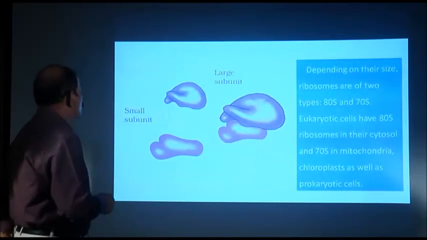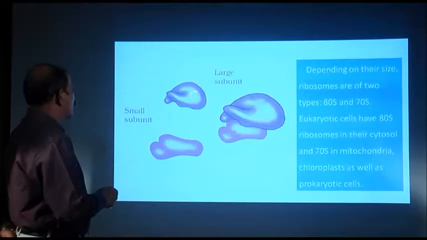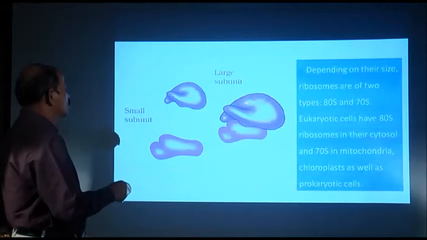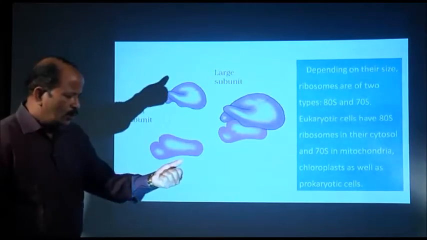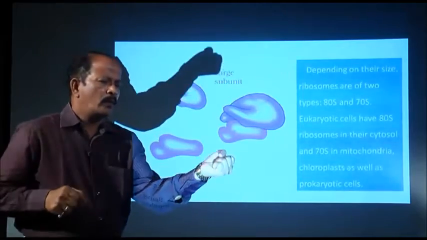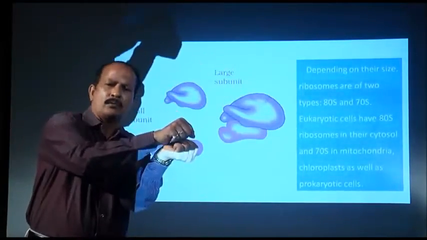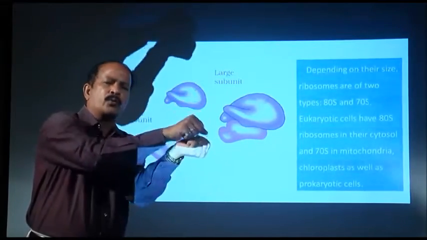Ribosome consists of two parts. Remember, it consists of two parts. This is a large subunit and this is a small subunit, and these two subunits give rise to the complete ribosome. You can see here my fist. If this is the small one, this is the large one. It is the small subunit and this is the large subunit.